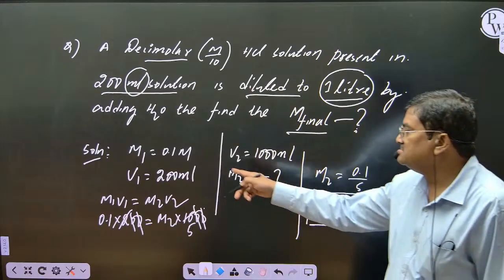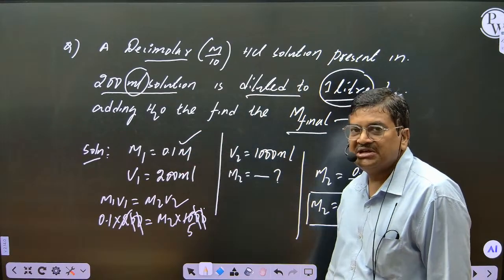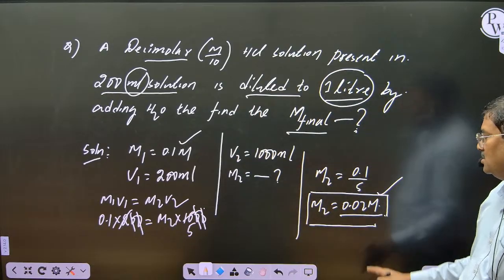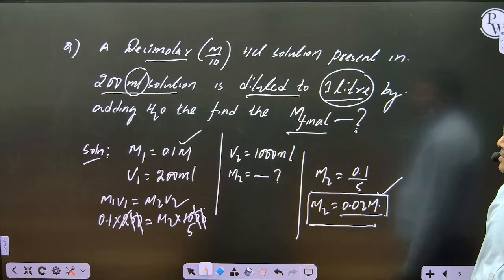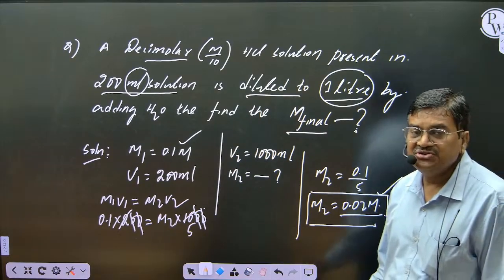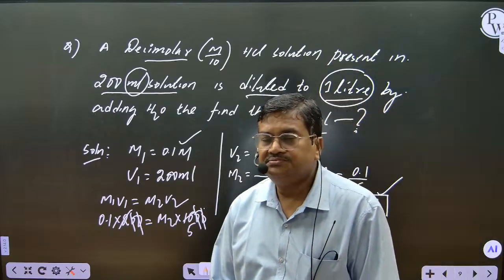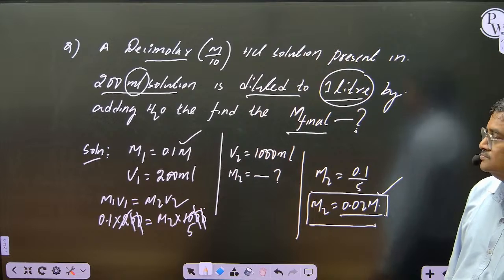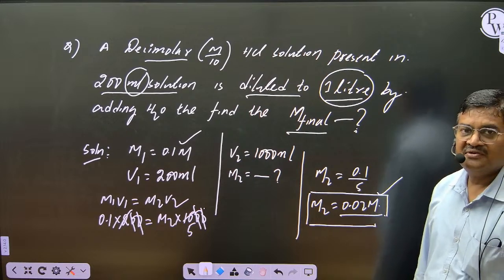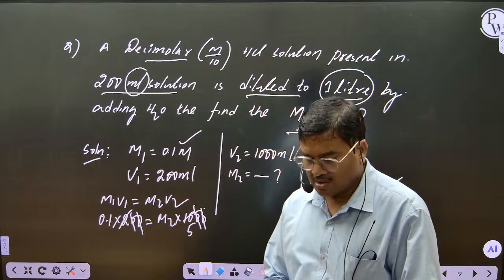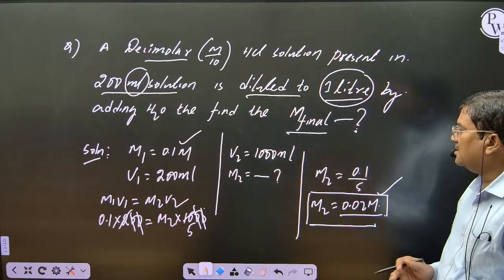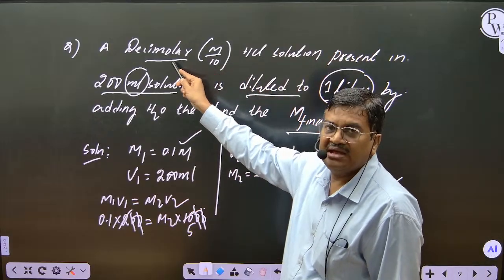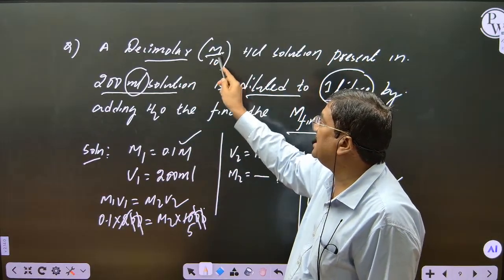Initial molarity is this much. By dilution, what happened? Its concentration changed from 0.1 molar to 0.02 molar. Understood? This is dilution law. Clear, students? Are you following everyone? So simple. Copy all of it. And here, decimolar means you have to know deci is 1 by 10, or sometimes they say M by 10.